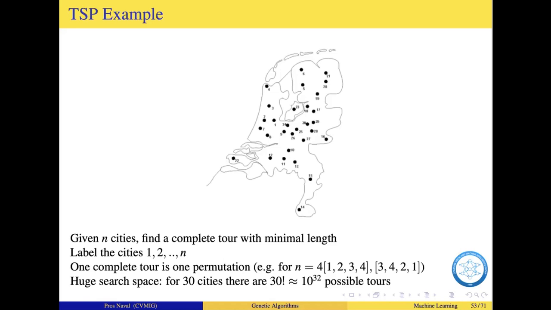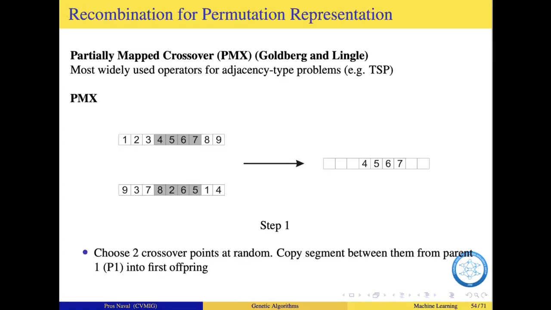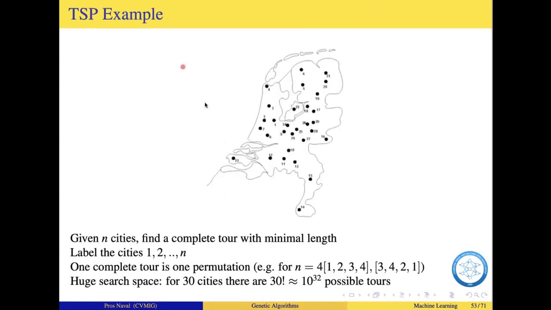So a lot of tours, a lot of possible tours. Now, how do you represent the TSP? We can represent the TSP as a sequence of numbers like this, 1, 2, 3, 4, which means visit city 1, then visit city 2, 3, and 4 in sequence.